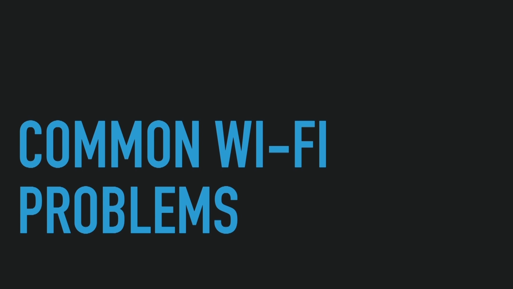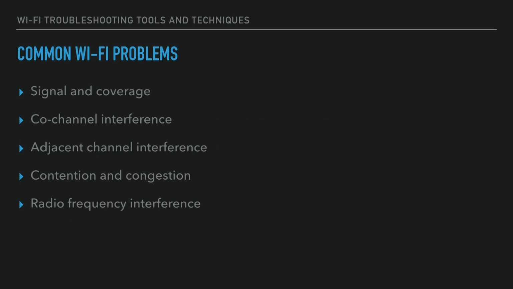So let's go on to common Wi-Fi problems. I'm going to talk about essentially 5. I'm going to talk about signal and coverage issues. I'm going to talk about co-channel interference, adjacent channel interference, which is similar but different. I'm going to talk about resulting contention and congestion, and I'm going to talk about radio frequency interference.